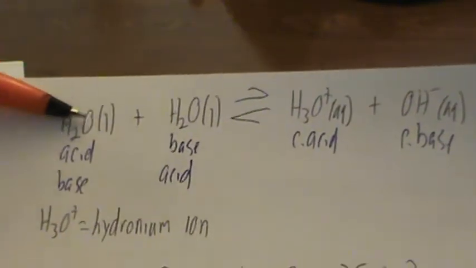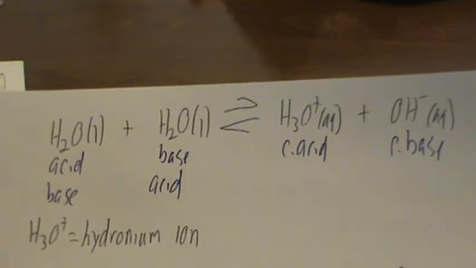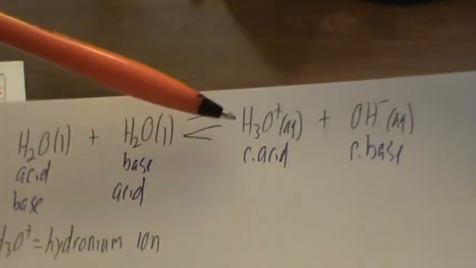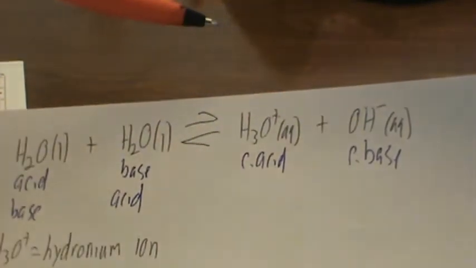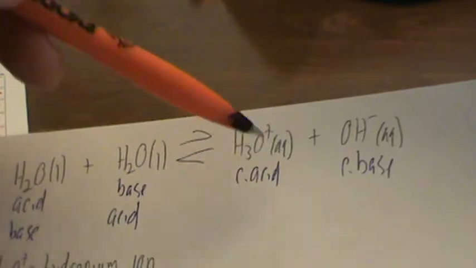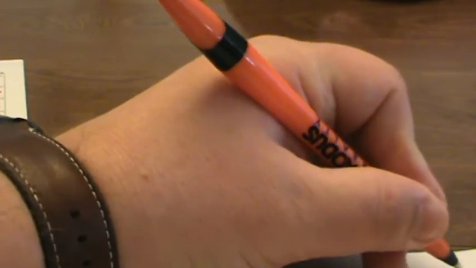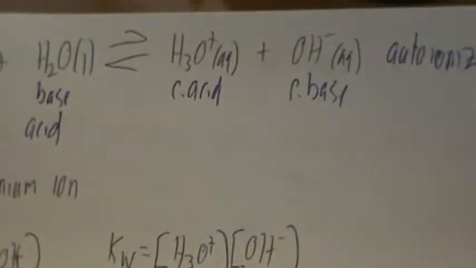Since we have the same two reactants, water reacting with water, it doesn't matter which one is going to be the acid, which one is going to be the base. On the right hand side, the hydronium definitely has to be the conjugate acid. The hydroxide has to be the conjugate base. This reaction is called autoionization because we are ionizing water.